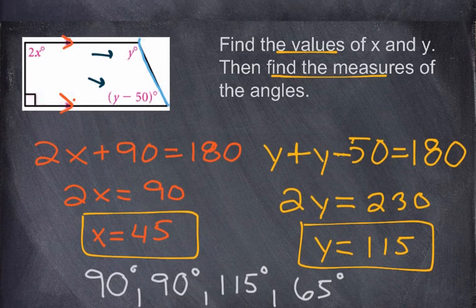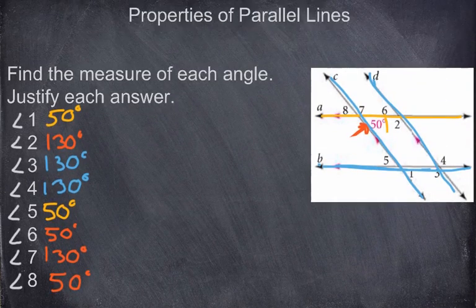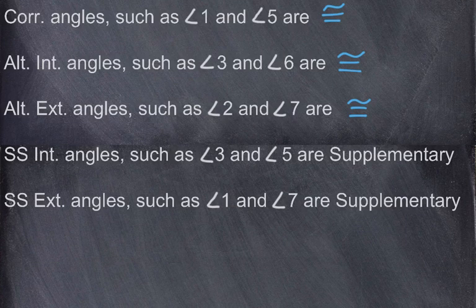Please just take it one step at a time. And the most important thing is to remember these types of angles right here. And what, again, are they congruent? I was trying to do a little bracket. Are they congruent or are they supplementary?